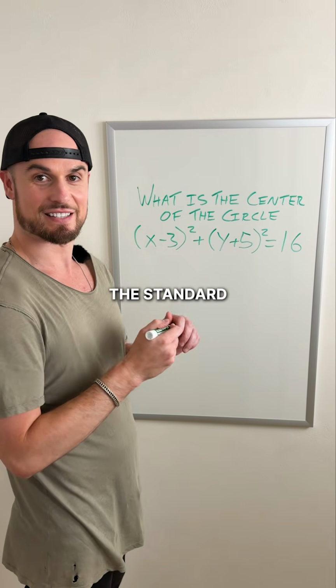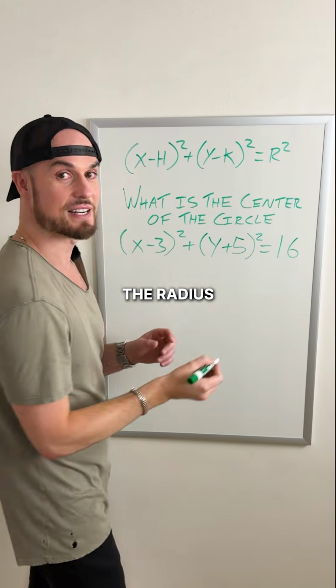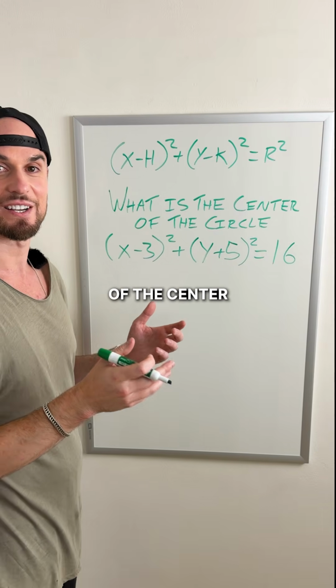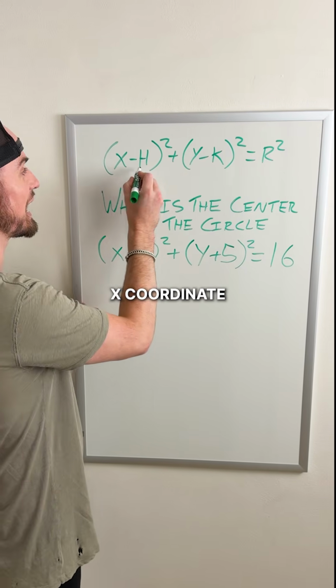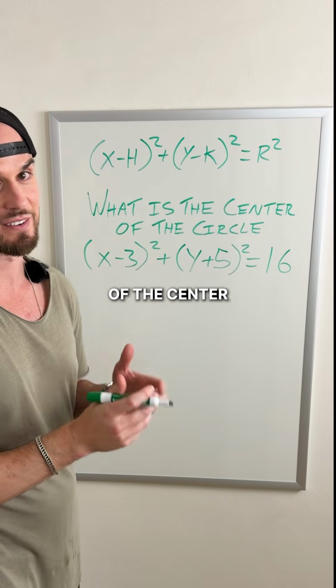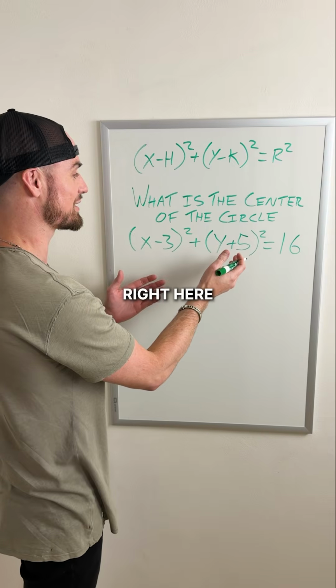So in case you forgot, the standard form of a circle equation is where r is the radius of the circle and h and k are the coordinates of the center of the circle. h is the x coordinate of the center of this circle and k is the y coordinate of the center of the circle, okay?